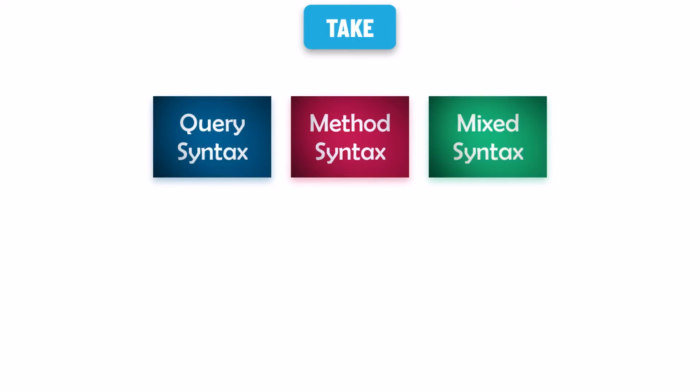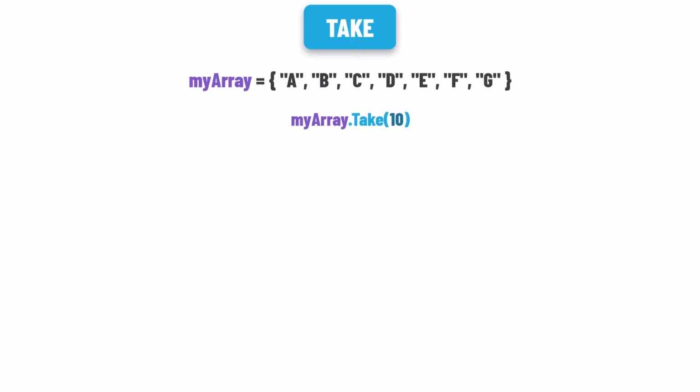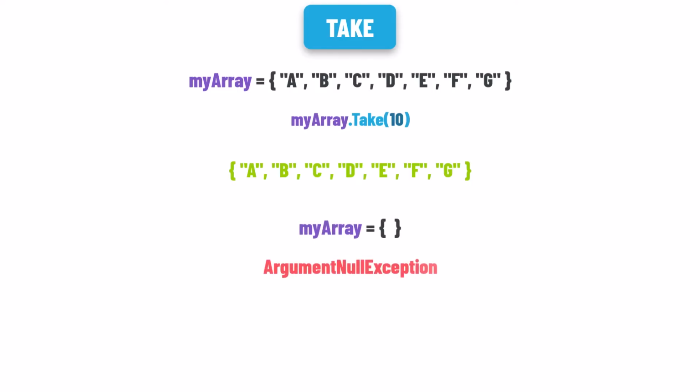One last thing about this method. Consider a scenario where we attempt to retrieve the first 10 elements from the array, but it contains only 7 elements. The result will consist solely of the available 7 elements. Notably, if you specify a number exceeding the element count or an unavailable index, no exception will arise. However, if the sequence is null, an argument null exception will be triggered.